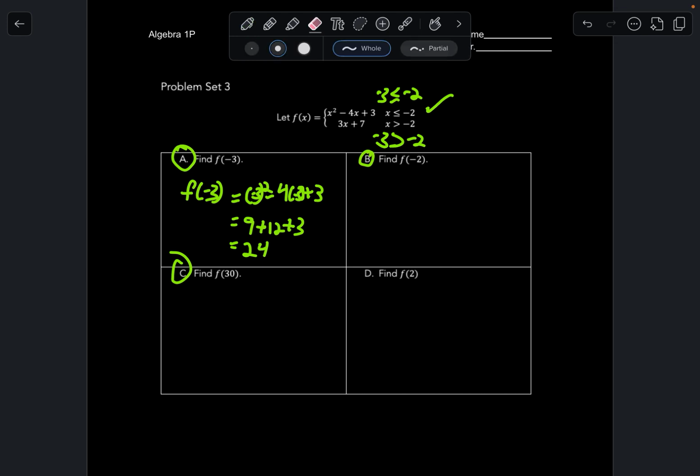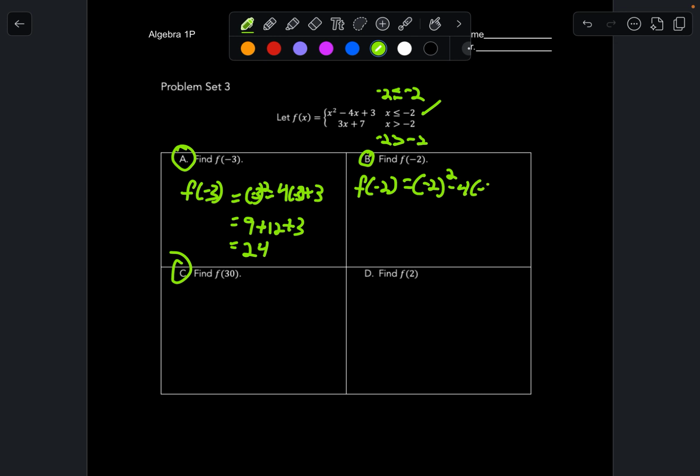This one's a little bit tricky because they're asking to evaluate f of x at exactly negative 2, which is where the two pieces hand off. So for f of negative 2, you have to decide: is negative 2 less than or equal to negative 2? Or is negative 2 greater than negative 2? I hope you realize it's less than or equal to, so you have to use the top piece again. So it's x squared minus 4x plus 3, so negative 2 squared minus 4 times negative 2 plus 3.